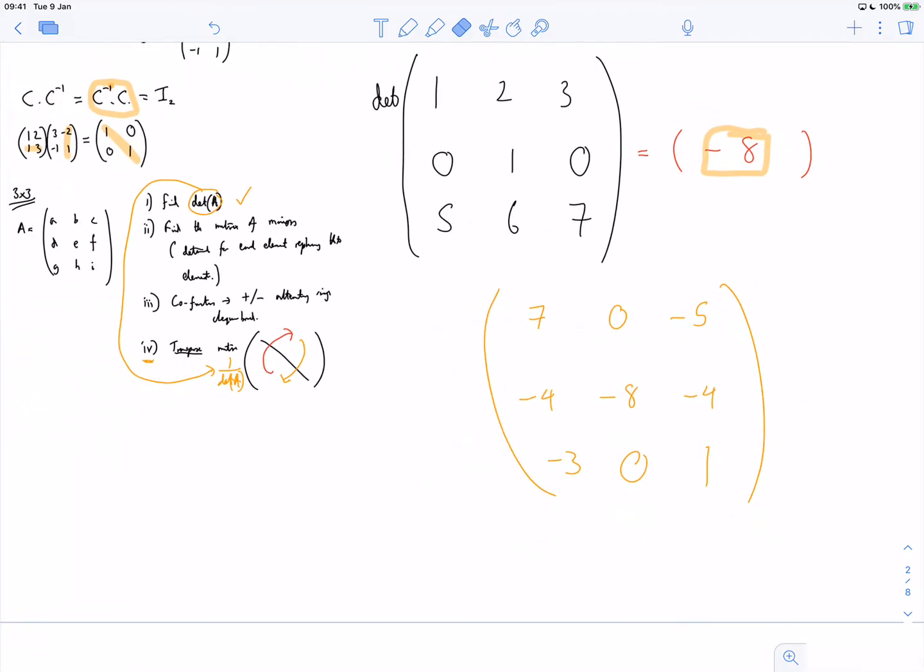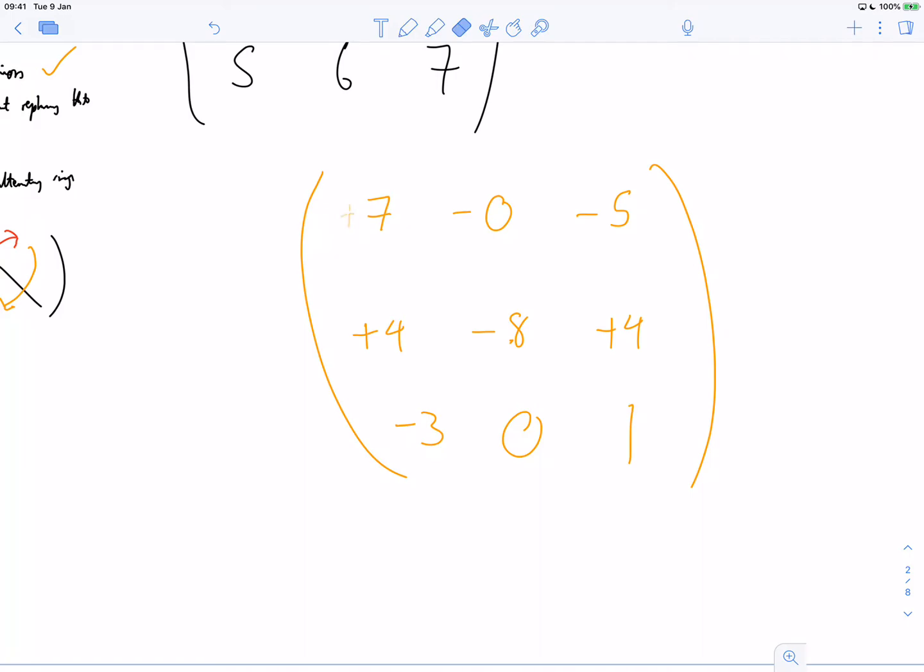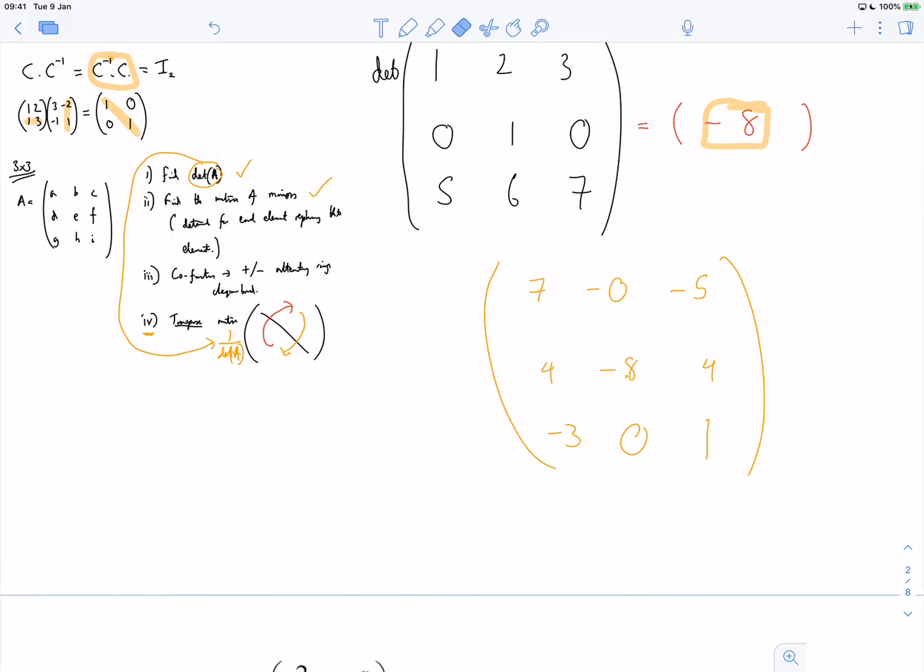Okay, a bit long-winded, but there is my matrix of minors. So that's step 2 done. Step 3, the matrix of cofactors, so I make a plus minus checkerboard. So that becomes plus minus, and -5 stays the same, but -4 makes that a plus. -8 keeps it negative, -4 makes that positive. That's a plus -3, so that's fine. Minus a 0 stays the same, +1. So the matrix of minors now becomes this, which is fine.